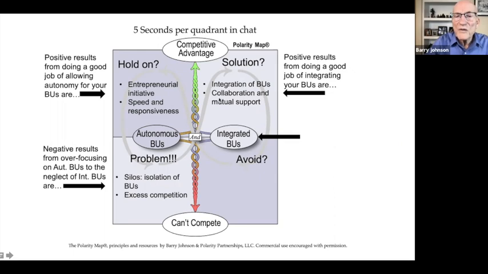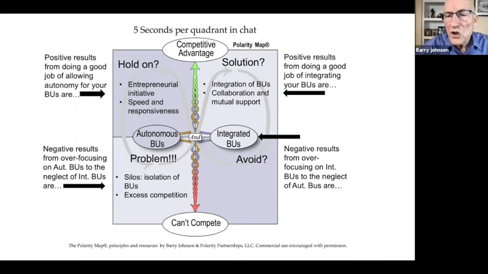So, because this is what they want to avoid. The stronger they want to hold on to this, the more they want to avoid this. So now we have one more quadrant to fill out. The question is, what would be the negative results if you over-focused on integrated business units to the neglect of autonomous business units? You can just put "not" in front of this and put it down here.